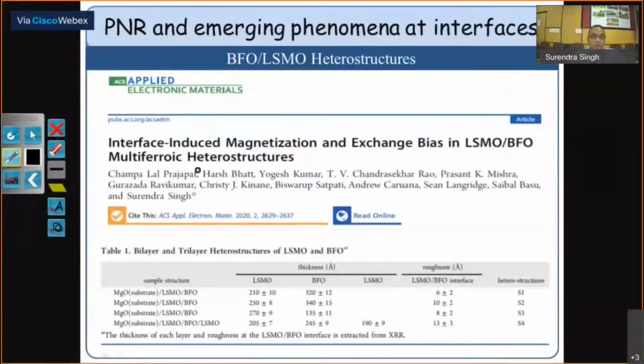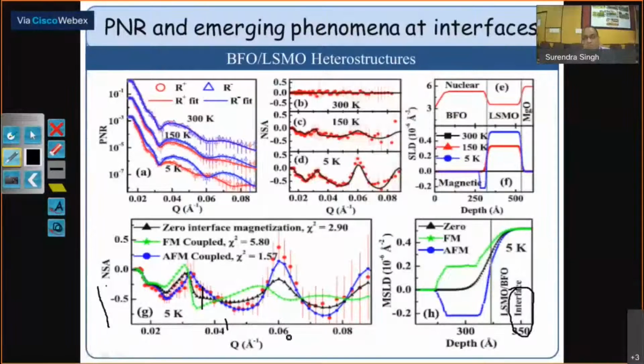Then recently we have grown so many samples. Four are listed over here, with BFO and one trilayer. So LSMO BFO, these are different thicknesses over here, and the roughness at the interface is shown here, and they are named S1, S2, S3, S4. S4 is our trilayer, and the others are bilayers. And we did all the characterization techniques as explained earlier. One of the samples I will explain here. Suppose S1. This is S1, where we did the polarized reflectivity at different temperatures, 100K, 150K, 5K.